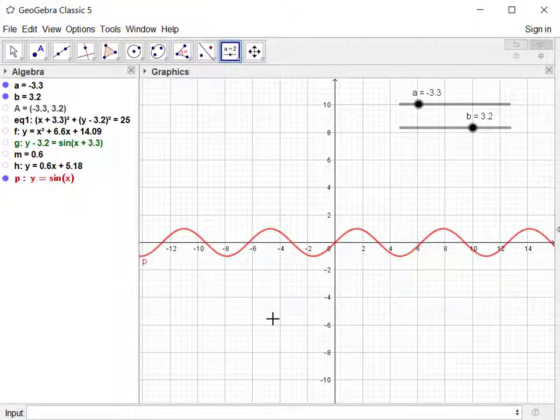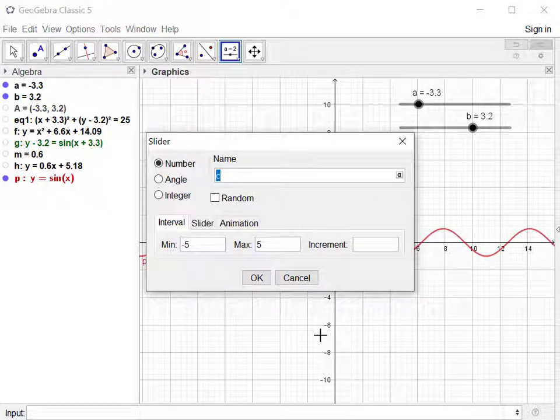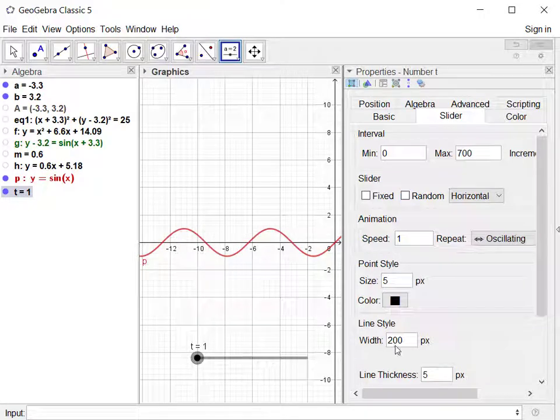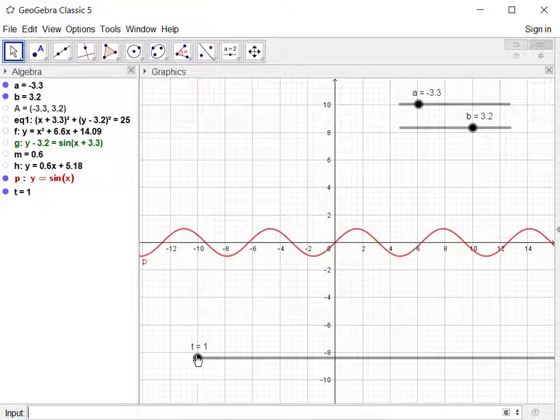Well, let's do what we've been doing. Let's make a new slider and just call it t to stand for time. I want it to go from 0 at the beginning and just put some big number, like maybe 700, all right? And let's look at the properties here. I want to make the slider itself longer, so let's put 700 there as well. Okay, now I'm going to take this point and animate it. Okay, so notice that the time slides along. I can put it back there, and I can start it, stop it, and so forth.